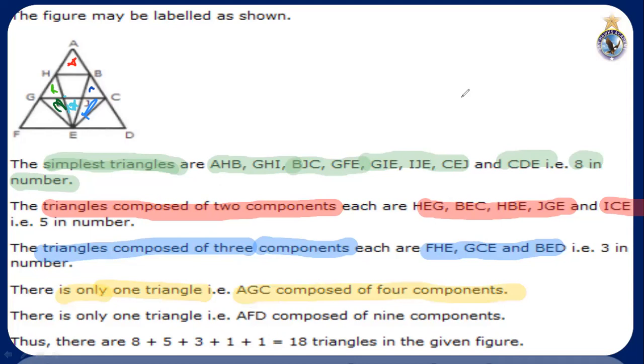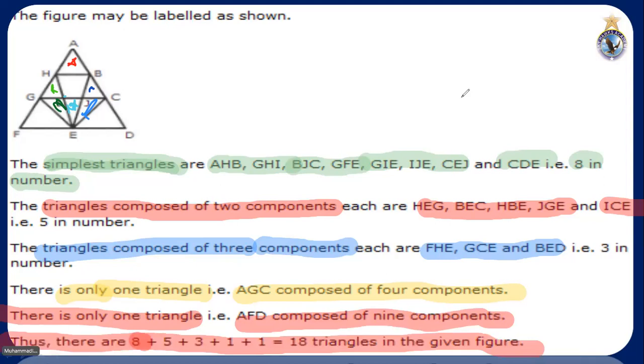So that's why we have 8 triangles which consist of a single triangle. 5 are those triangles which consist of a combination of 2 triangles. Then 3 are those which are combinations of 3 triangles. Then 1 triangle consists of 4 triangles. And the last one is the outer, the biggest triangle of the figure. They sum up to 18 triangles in the given figure. So this is all about the 18.